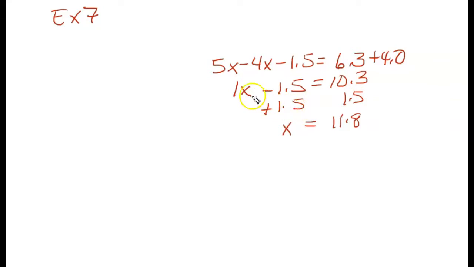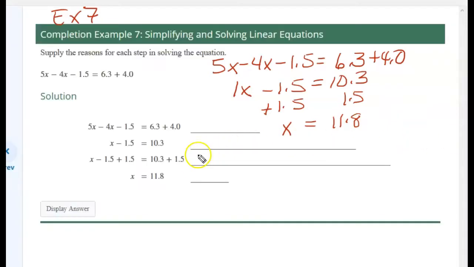This side, this cancels out. We end up with an x. We don't write the 1. And here we get 11.8. And as we go back, we see that is the answer.